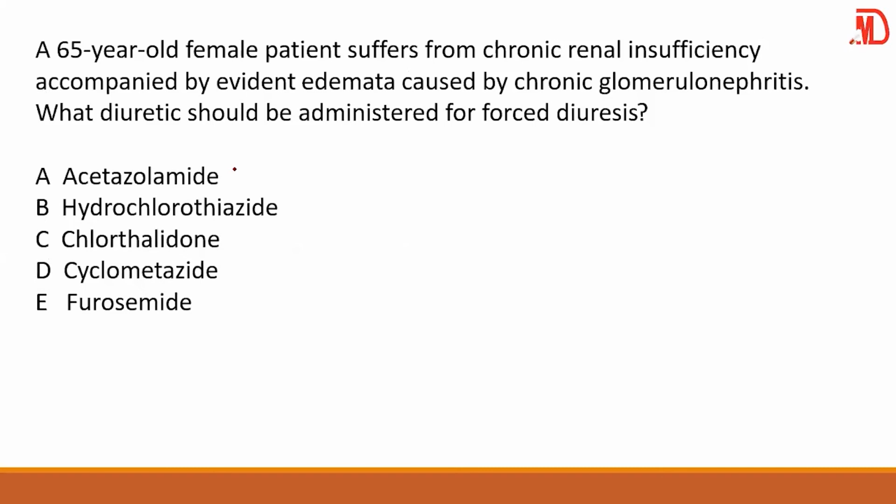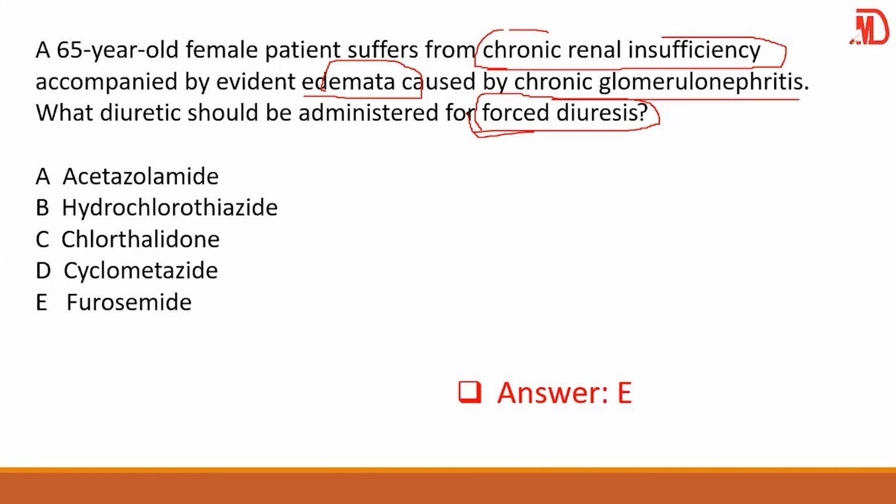Great. So we have a 65-year-old patient suffering from chronic renal insufficiency, accompanied with evidence of edemata caused by chronic glomerulonephritis. What diuretic should be administered for forced diuresis? Guys, do you remember a few minutes ago I mentioned forced diuretics? Forced diuretic is the same as furosemide or Lasix. They are all the same thing. That's what is key to understand. So if you're thinking of forced diuretic, you go for E. Just go for E, and you don't have any problem. No confusion whatsoever. All right.